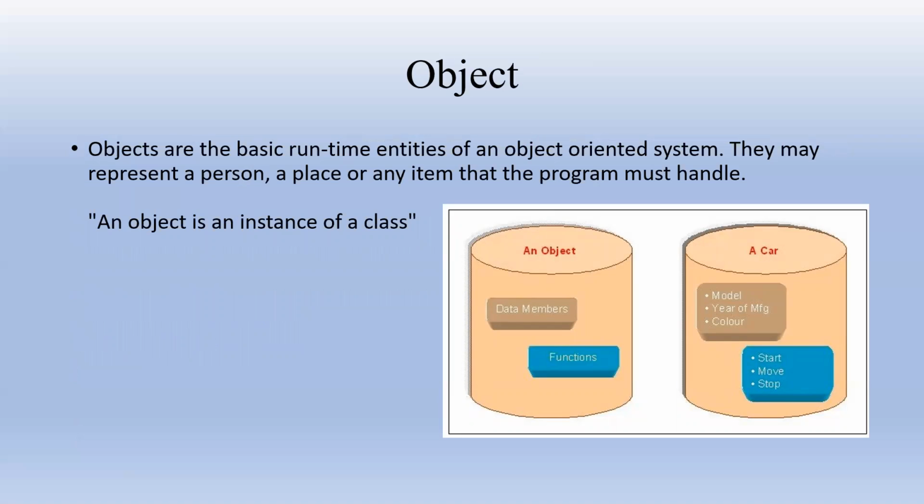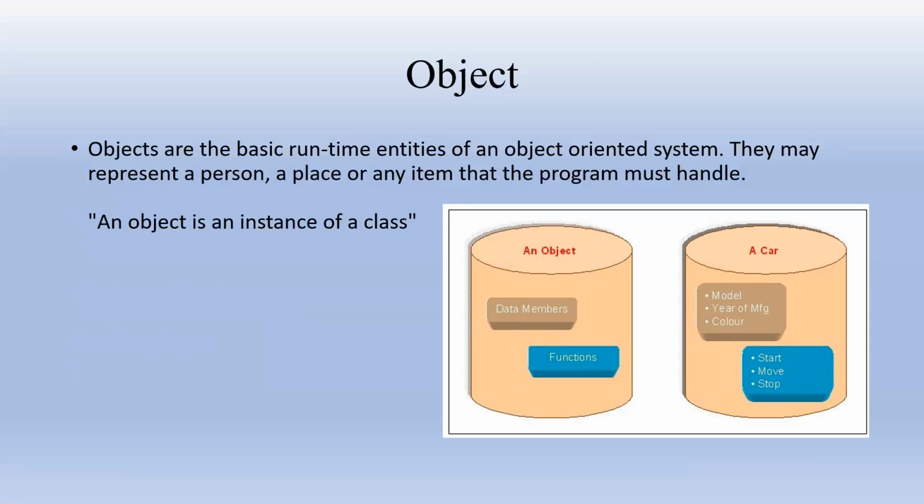Next is object. Objects are basically used to access those features which are inside a class. These are created at runtime. When you run the application and you try to access a function, a field or a property of a class, objects are used for that. They represent a person, place, or any item that the program must handle. Basically, we say that an object is an instance of a class.